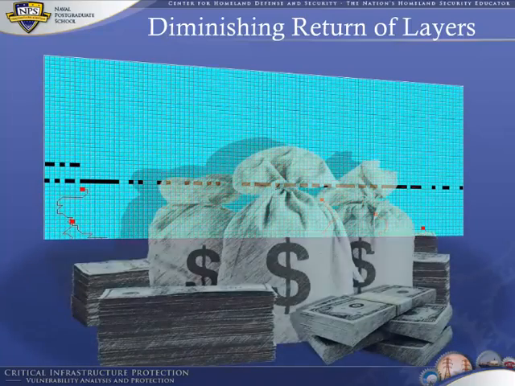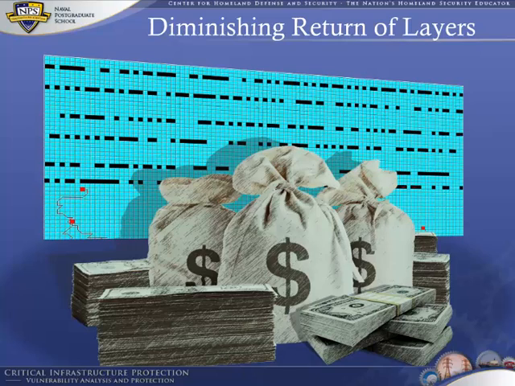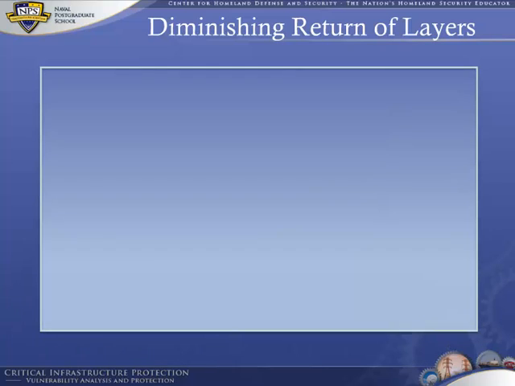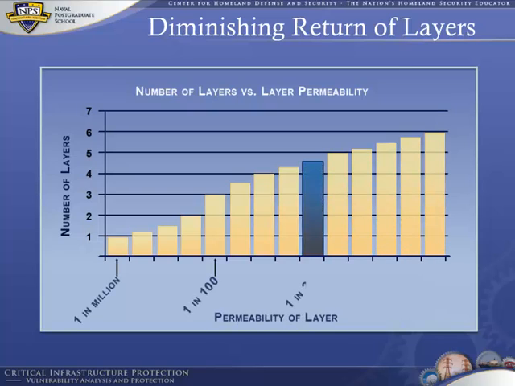Layers cost money, so we cannot add layer upon layer ad infinitum. Instead, we want to add just the right number of layers, keeping budget limitations in mind. Suppose the permeability of each security layer is 1 in 20. That means that only one red in 20 gets through, on average.